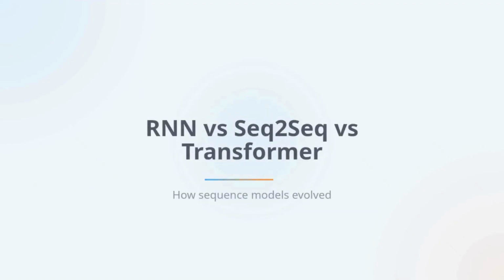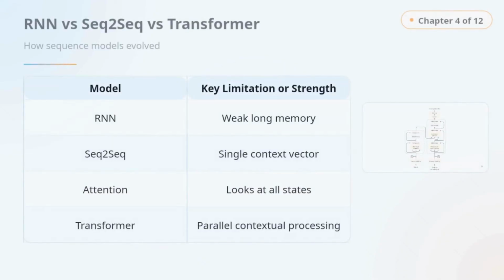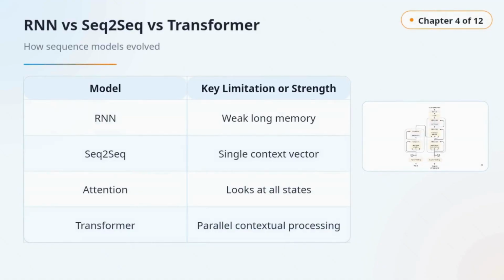Now let us look at this in a simple table format. RNN vs seq-to-seq vs transformer. How sequence models evolved? Here is the big picture. A plain RNN struggles with long-term memory. Seq-to-seq improved sequence handling, but still relied heavily on a context vector. Attention allowed the decoder to access all encoder states. Transformers took that idea fully and made contextual processing much more effective and scalable.